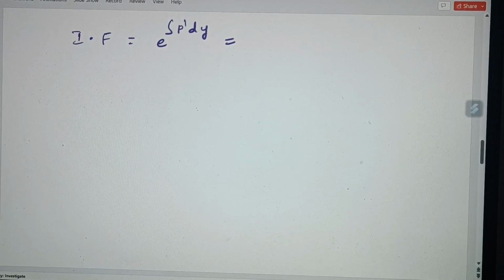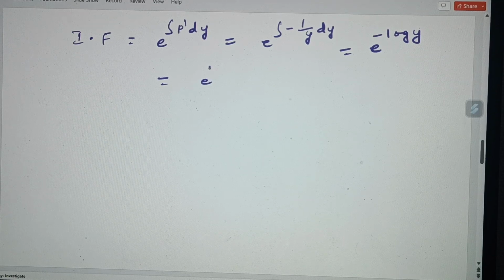So what is P'? e raised to integral of minus 1/y dy. What is the integration of minus 1/y, students? Minus log y. Therefore, you got e raised to minus log y. How can we write e raised to minus log y? e raised to log y raised to minus 1, which can further be written as y to the power minus 1, which is nothing but 1/y. So the value of the integrating factor is 1/y.